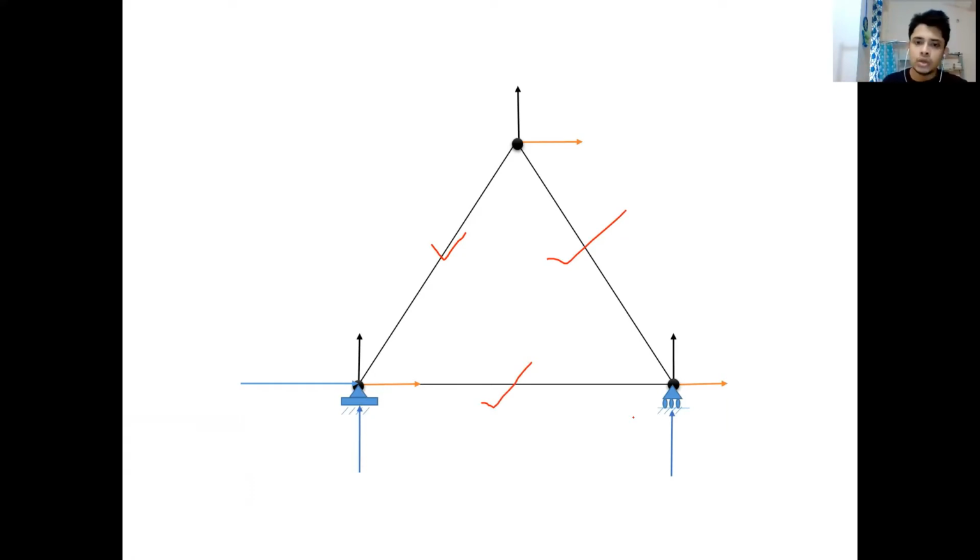So total unknown will be the member forces plus the reactions, and these unknowns will have to be solved by using the equations of static equilibrium. We will see if we can solve or not. We can write two equations at each joint. That means for three joints we can write 6 equations. We have 6 unknowns, we have 6 equations. That means we can solve the unknowns with the equations of static equilibrium only. That means this is a statically determinate system.